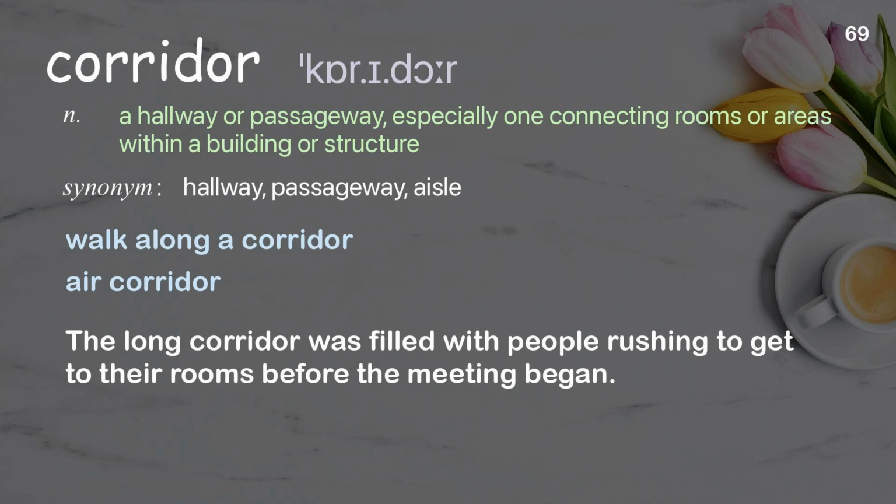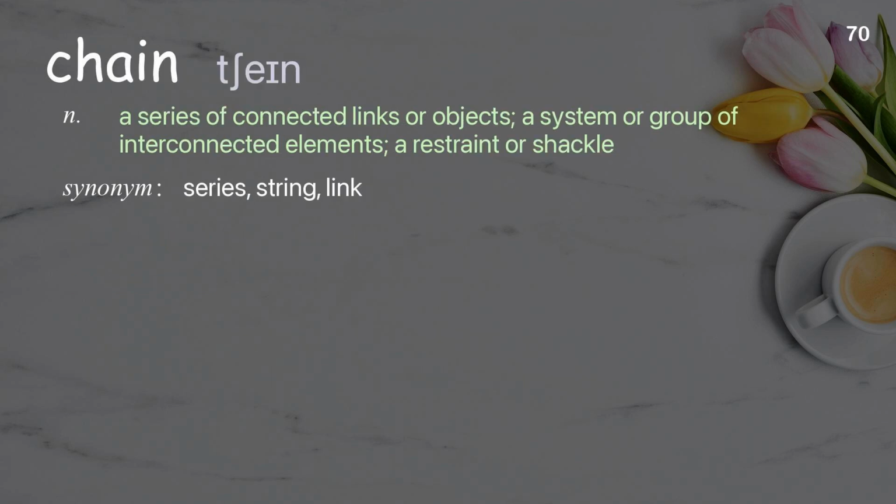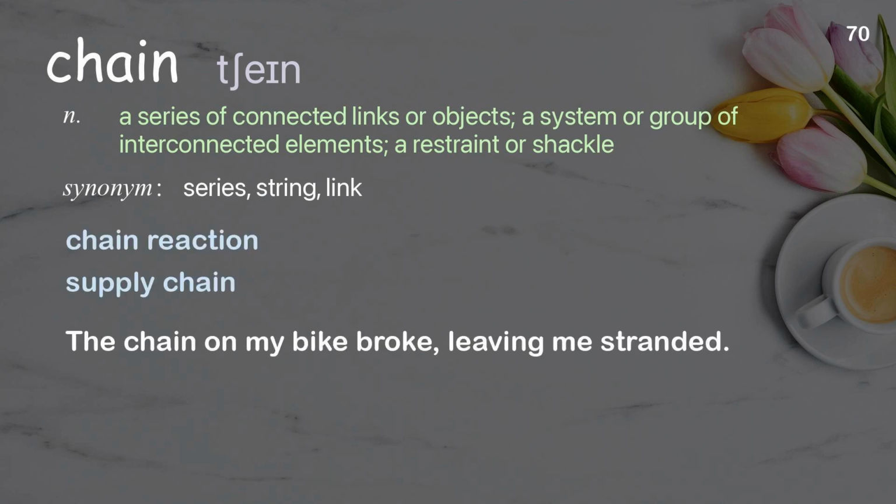Chain. A series of connected links or objects, a system or group of interconnected elements, a restraint or shackle. Examples: Chain reaction. Supply chain. The chain on my bike broke, leaving me stranded.